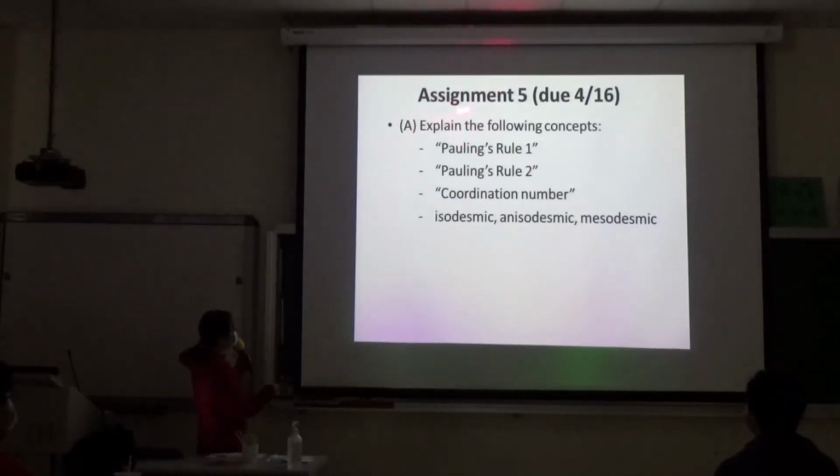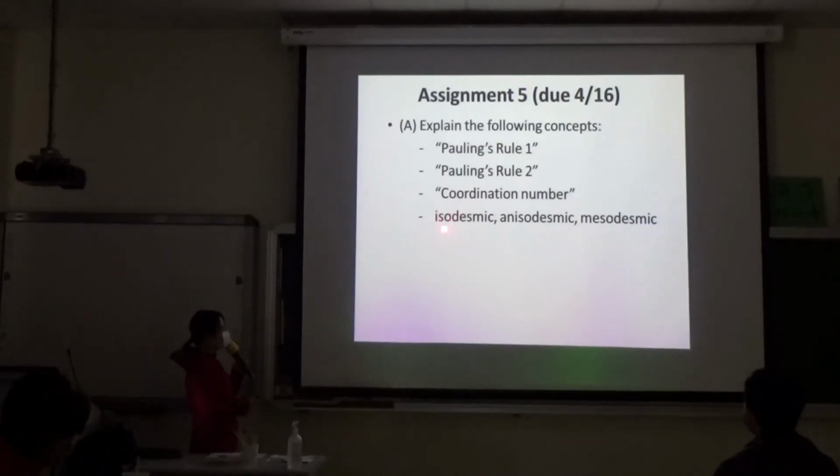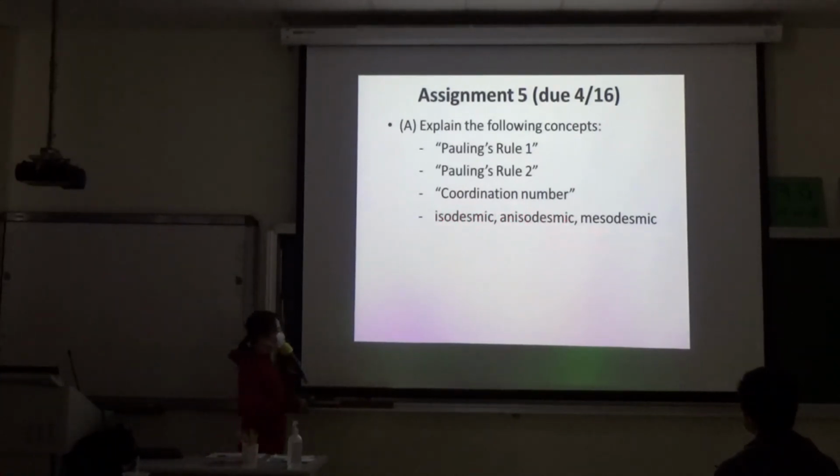So therefore, for Group A students, recall your general chemistry course. So please explain the following concepts. What is Pauling's Rule 1, Pauling's Rule 2? Coordination number, isodesmic, anisodesmic, mesodesmic. I have no idea what that is. So you have to read the textbook. It's all about how to build minerals.